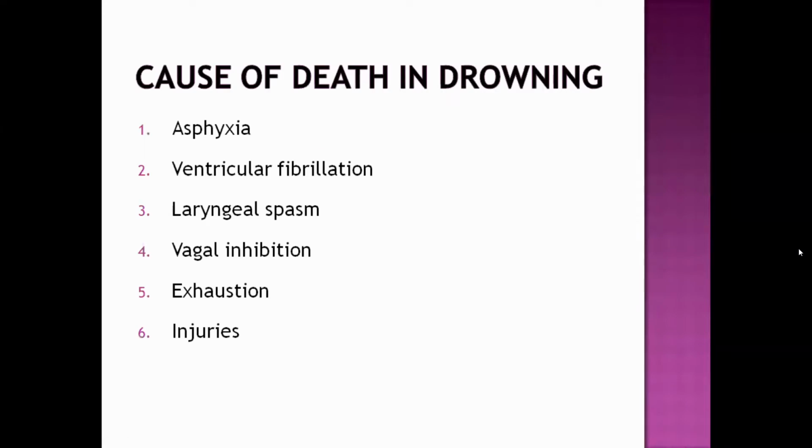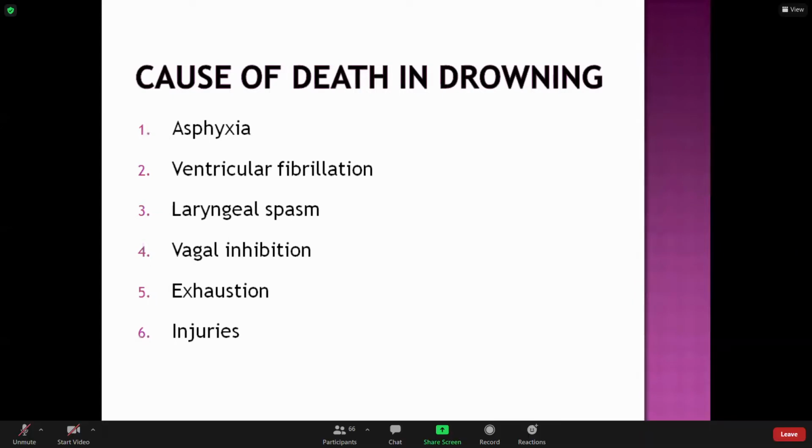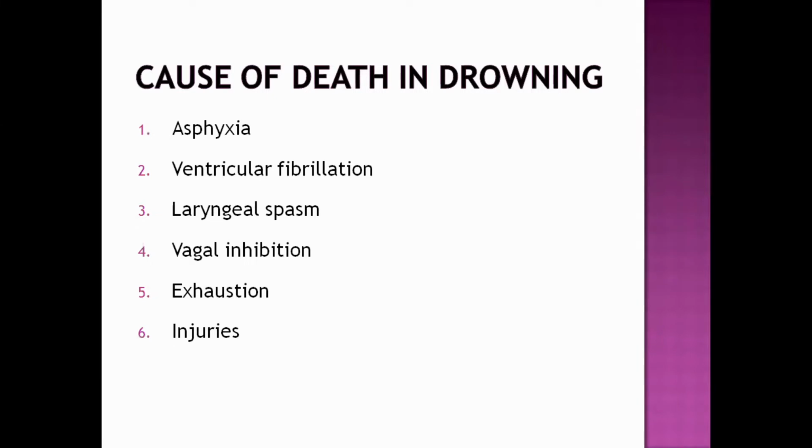So, what were the types of drowning? This may answer to you. Okay, so asphyxia, ventricular fibrillation, laryngeal spasm causing asphyxia, vagal inhibition, exhaustion. Exhaustion can cause drowning. Another common cause is injuries, not just due to the regular cause of drowning, but if someone hits a stone or rock, or even if a person hits a boat or a ship, or even by aquatic animals, secondary injuries can occur. All right, so these are the causes of death in drowning.